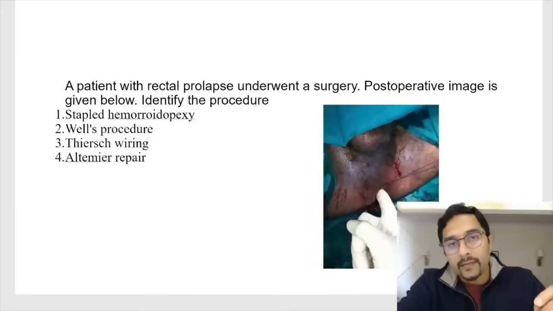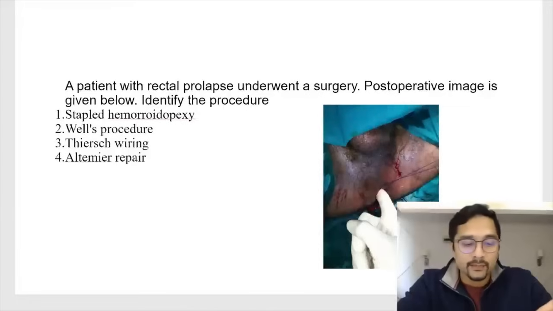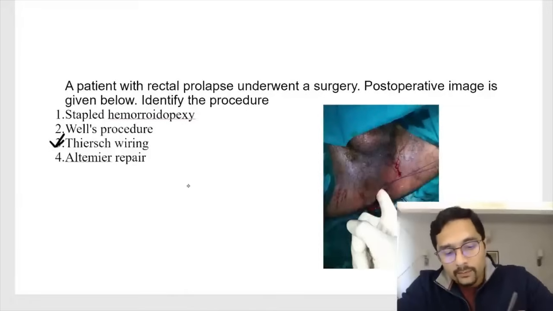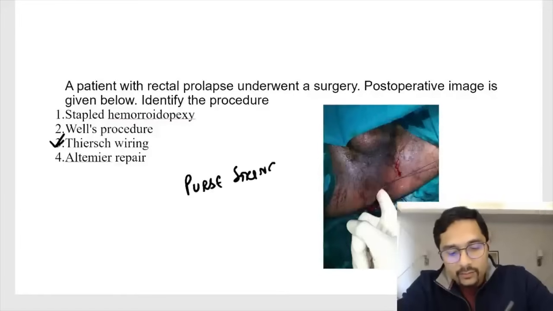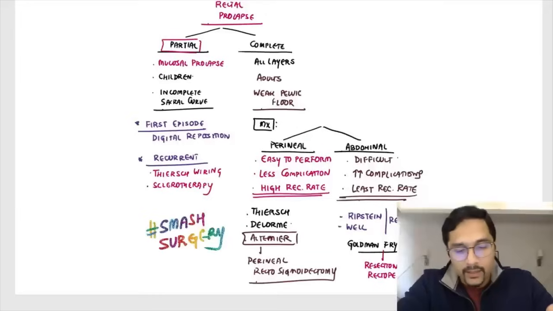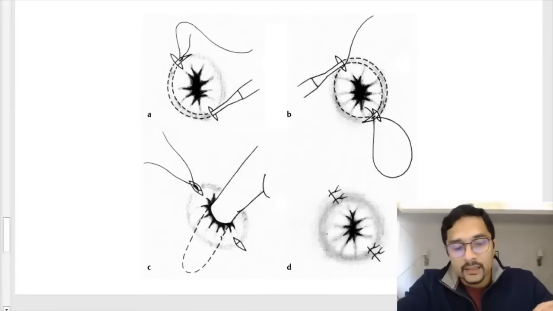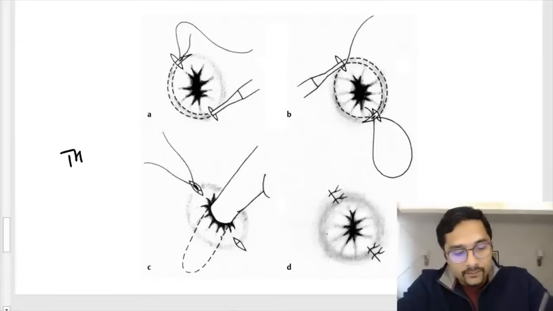Recently, questions from rectal prolapse surgery are being frequently asked, and they had shown an image and asked which surgery is being carried out. This is Thiersch wiring, where we are taking a purse string suture. So you should be aware of this image. You don't need to know a lot of details. Just know that this is Thiersch wiring, where we take a purse string suture.